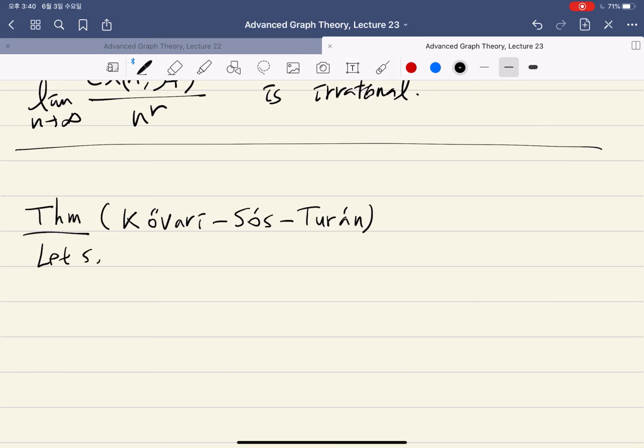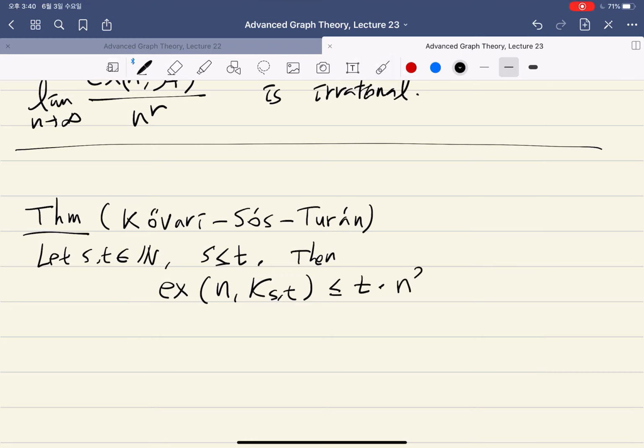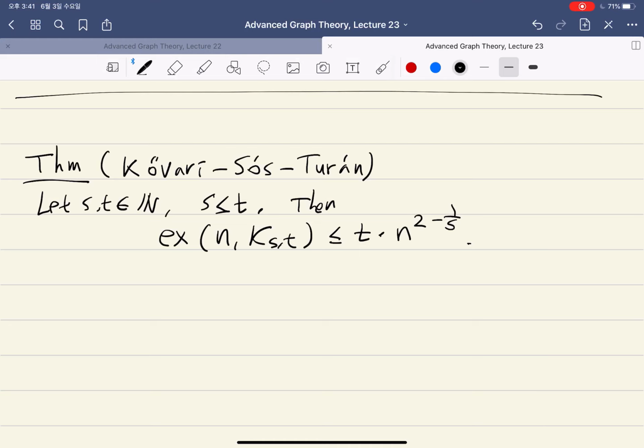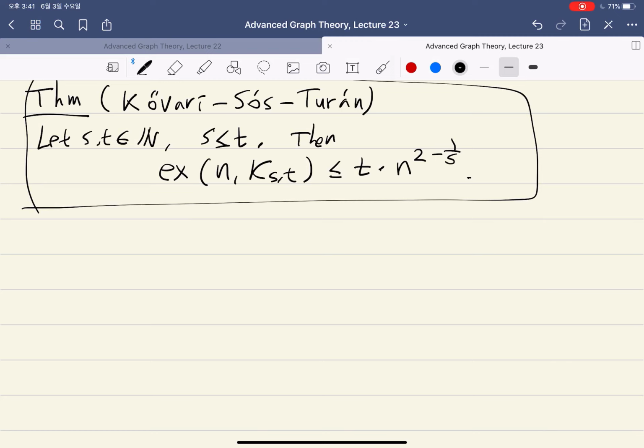So one of the things that we learned in the undergraduate graph theory is when s and t are given, the extremal number of K_{s,t} is at most n to the 2 minus 1 over s times some constant. And we don't know whether this is tight for most of the s and t. But we do know that this is tight for several values. When I say this is tight, I mean the exponent.